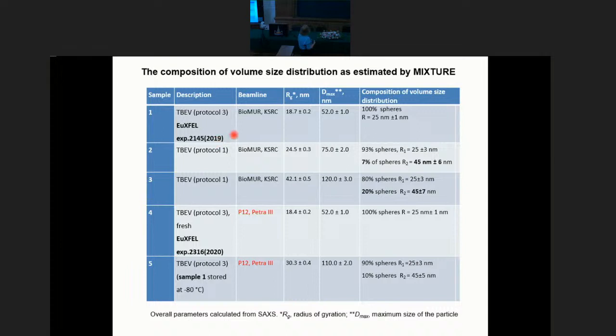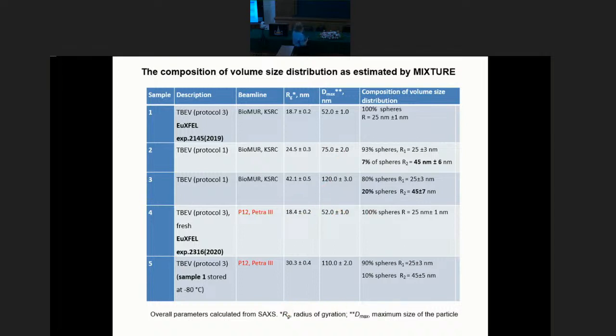We also repeated this purification later and performed another experiment at the XFEL, and it's quite reproducible. The measurements in this case were performed just before the beam time at PETRA III, at beamline P12. But for protocol 1, we checked it at the Moore beamline, and we discovered that we have from 7 to 20% of aggregated sample, and this protocol was finally discarded.